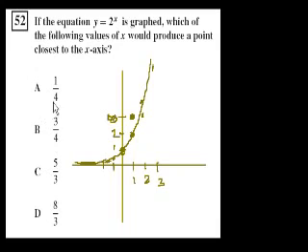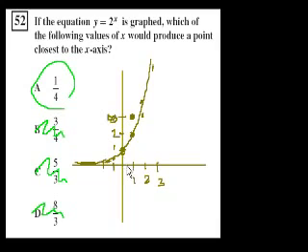So let's see, 3/4 is bigger than 1/4, so that's not right. 5/3 is bigger than 1/4. 8/3 is bigger than 1/4. So the answer is 1/4, choice A. 2 to the 1/4 power is going to be a little bit more than 1. It's going to be something like that.